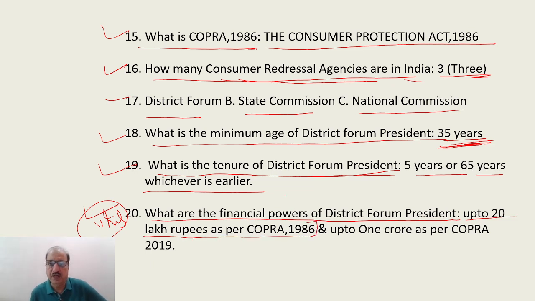There are two acts of COPRA, one is 1986, then 2019. So under COPRA 1986, the financial power of district forum president is up to 20 lakh, and up to 1 crore as per COPRA 2019. Under COPRA 2019 the power of district forum is 1 crore, but under COPRA 1986 the power is 20 lakh. COPRA 1986 mein district forum president ki jo financial power hai, wo hai 20 lakh tak, aur COPRA 2019 mein power hai 1 crore tak. So what are the financial powers of district forum president? Up to 20 lakh as per COPRA 1986 and up to 1 crore as per COPRA 2019. Okay, thank you.